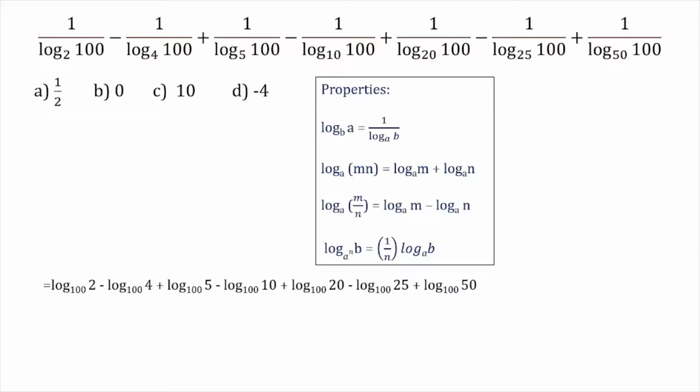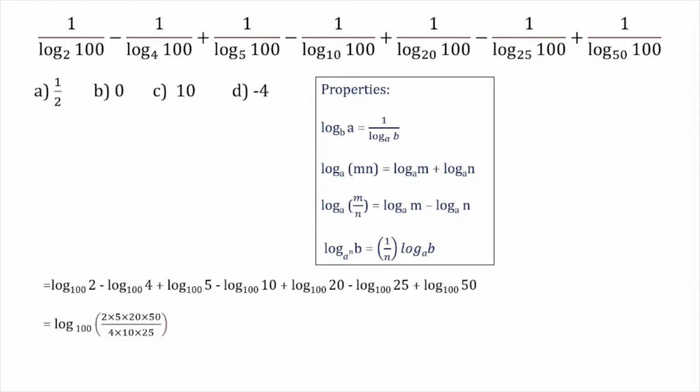Now you know another property, that is log m multiplied by n to the base a can also be written as log m to the base a plus log n to the base a. Also, log m by n to the base a can be written as log m to the base a minus log n to the base a. Using these two properties, what we can write is log 2 multiplied by 5 multiplied by 20 multiplied by 50 divided by 4 multiplied by 10 multiplied by 25 with base 100.